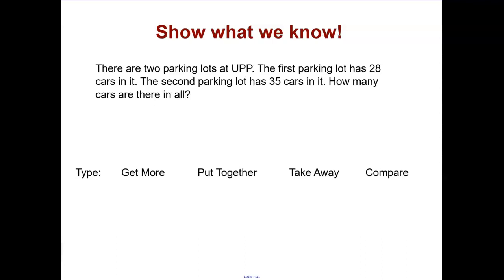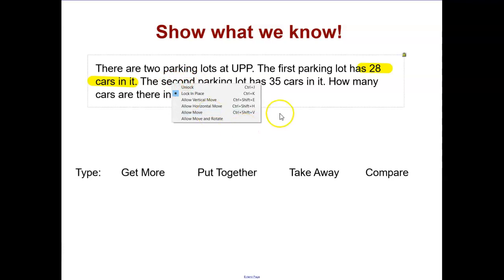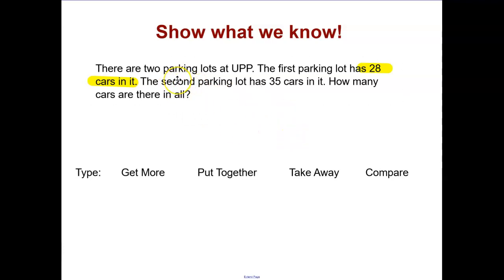Did you determine the problem type? Let's think through it together. So there are 2 parking lots at UPP. I'm using my hands to show 2 parking lots. The first parking lot has 28 cars in it. Okay, let's see if there's an action. Well, no, it says the second parking lot has 35 cars in it, but there's no action. We're not getting more. None of the cars are driving away. It just says that the second parking lot has 35 cars in it.